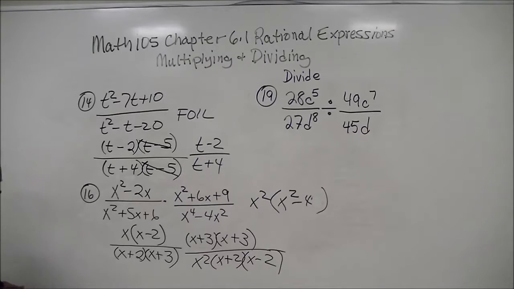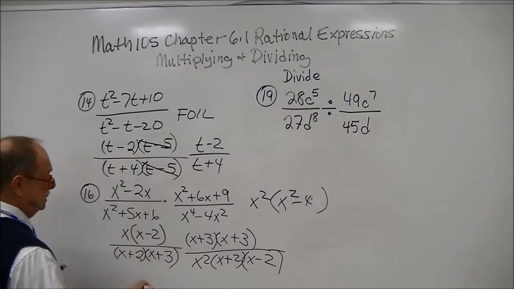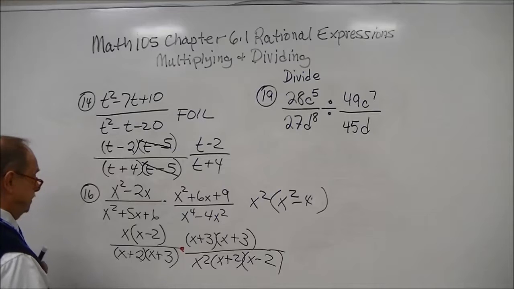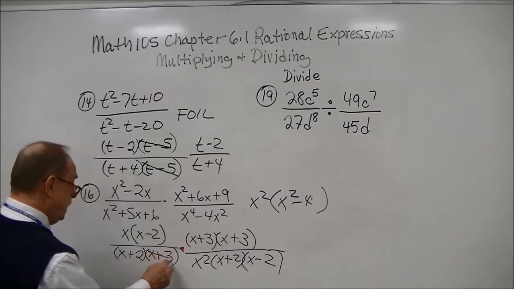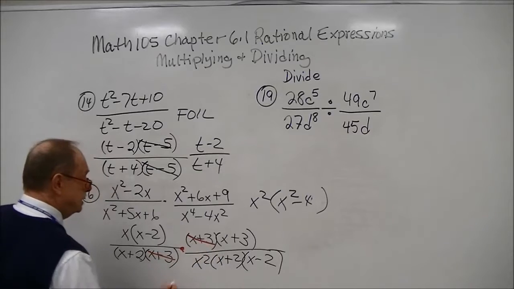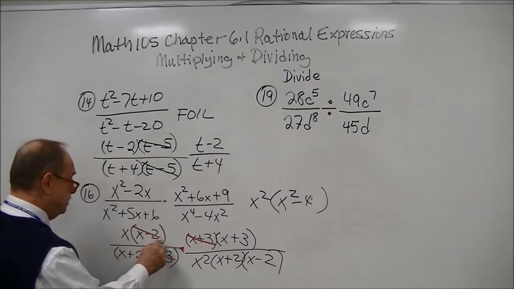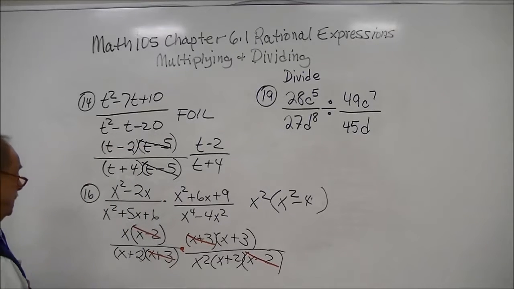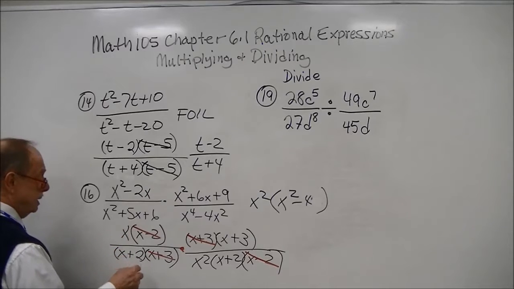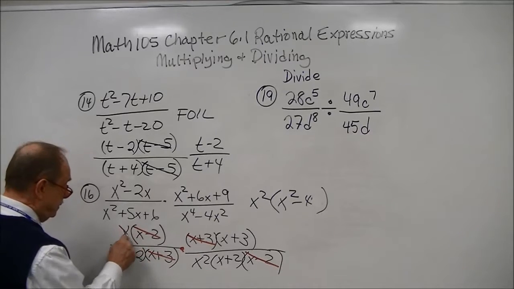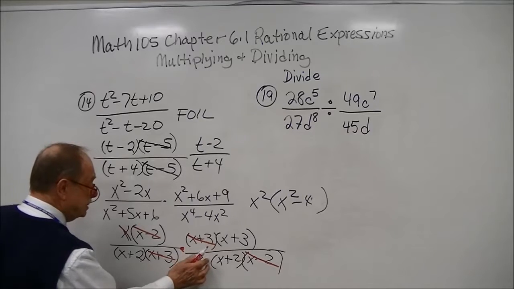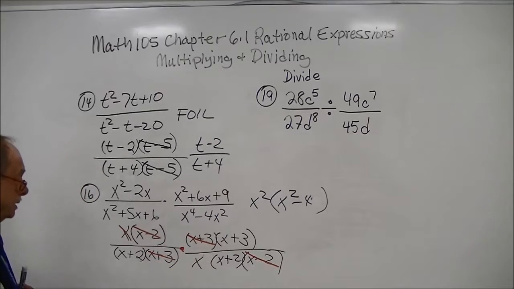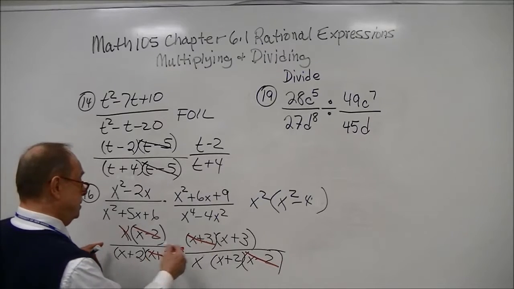And now what I'm going to do is cancel out wherever I can. And I can cross cancel out because this is multiplication. So I have an x plus 3 there, x plus 3 there, x minus 2 there, x minus 2 there. Now I have an x to the first, x to the second, so this gets canceled out and this just becomes x.